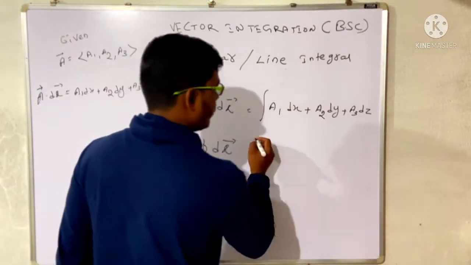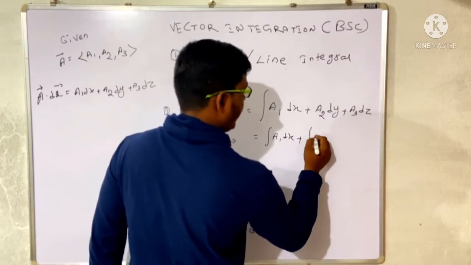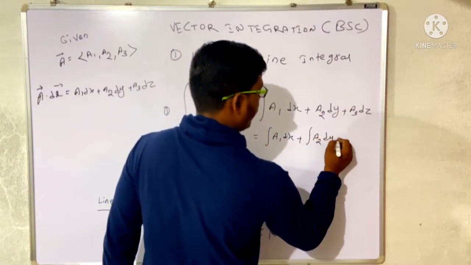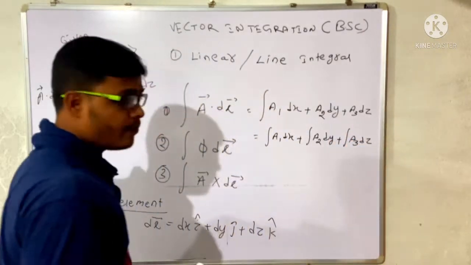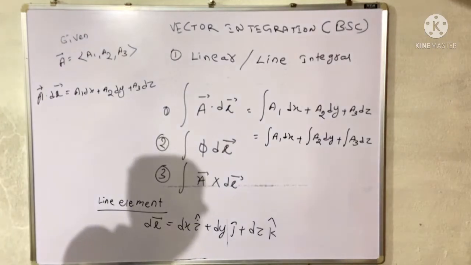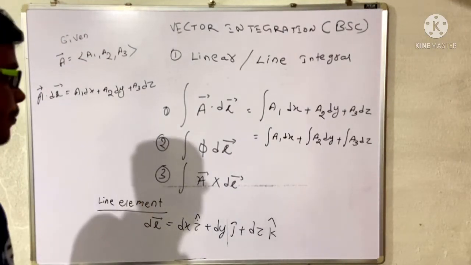So simply we know the integral of a1 dx plus a2 dy plus a3 dz. Okay, so this is the representation. We'll do more about the line integral.